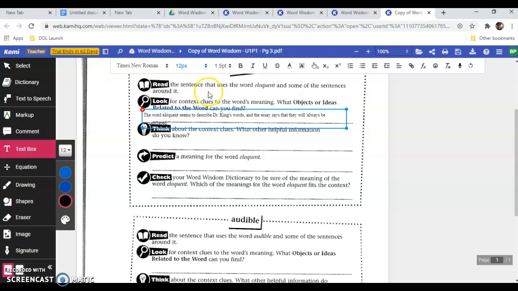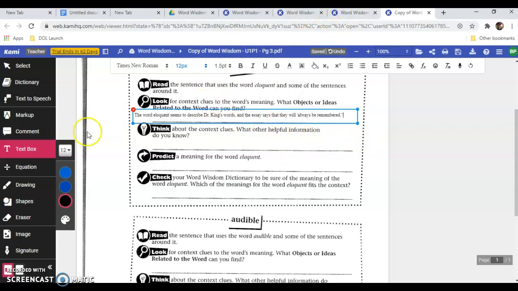As you can see, my text carried onto the line below that, and it makes it hard to read. So if you could try to watch that and tidy it up: when you have the four arrows that appear, you can move your text box a little bit. When you have the two arrows, you can expand your text box, so we make it fit the line nicely so that it's easily read. Then we move on to the next line where it says, think about the context clues. What other helpful information do you know?